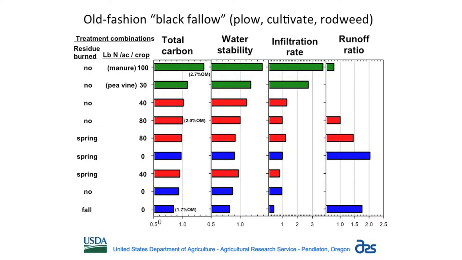Every other year in a wheat fallow rotation, manure was applied. It was 10 tons of wet straw manure, probably effectively 5 tons of dry manure. Okay, here's a treatment where pea vine was applied. 1 ton of pea vine every other year, 35 times, about 70 years.